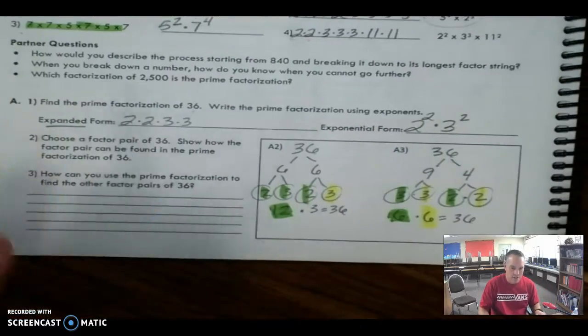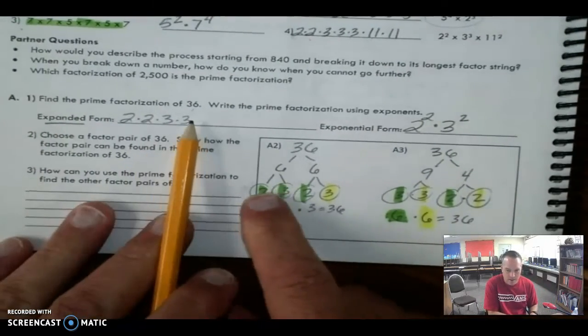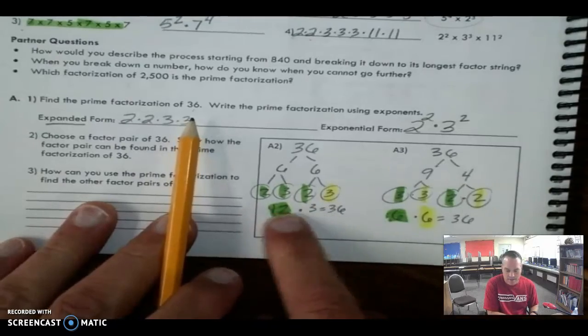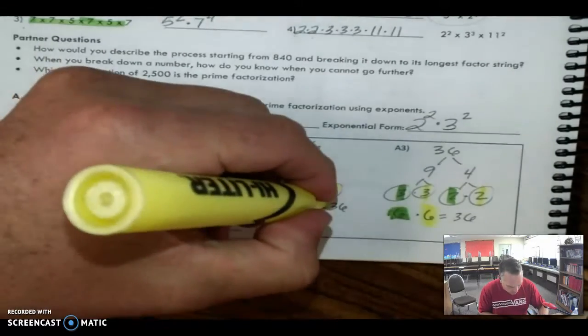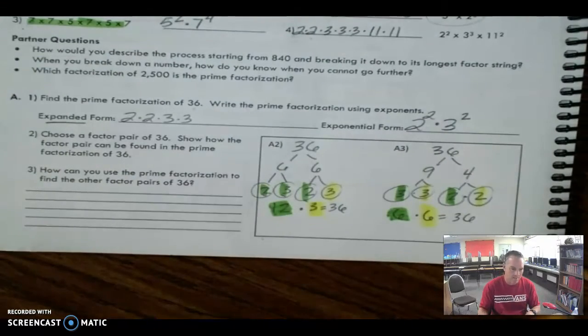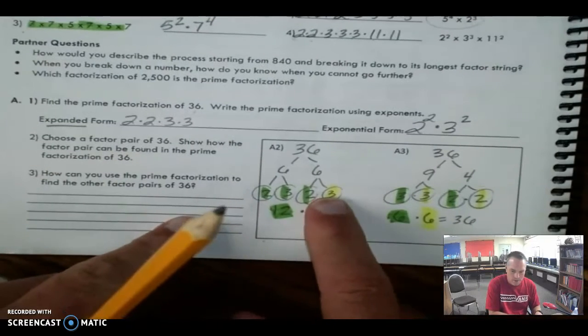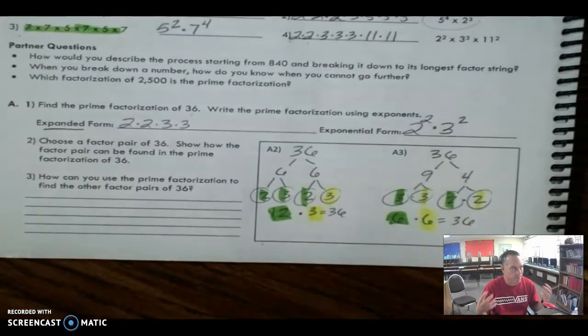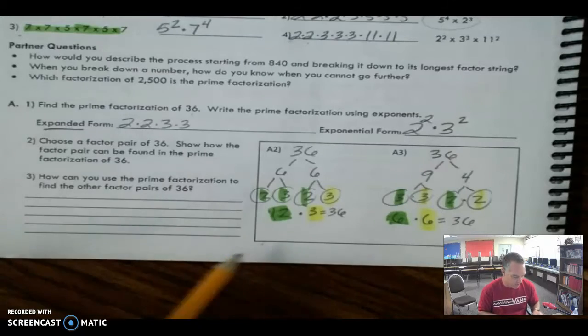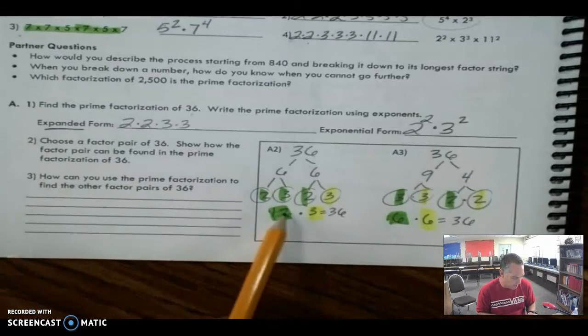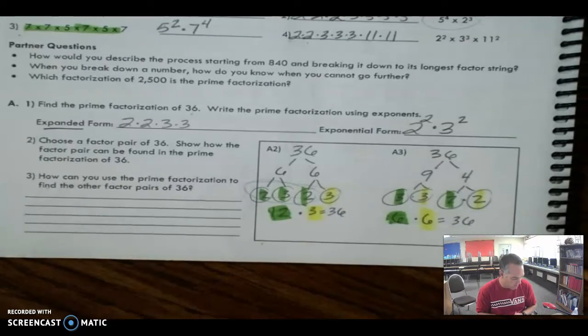So what they're saying is that you can rearrange all of these little prime factors, and you can find every number that multiplies evenly into 36. So you can rearrange all these prime factors into different formations, and they're going to equal 36. So that's what they're talking about here. How can you use the prime factorization of 36 to find all the factor pairs? So go ahead and write something there. I'll talk about more of that at 12.